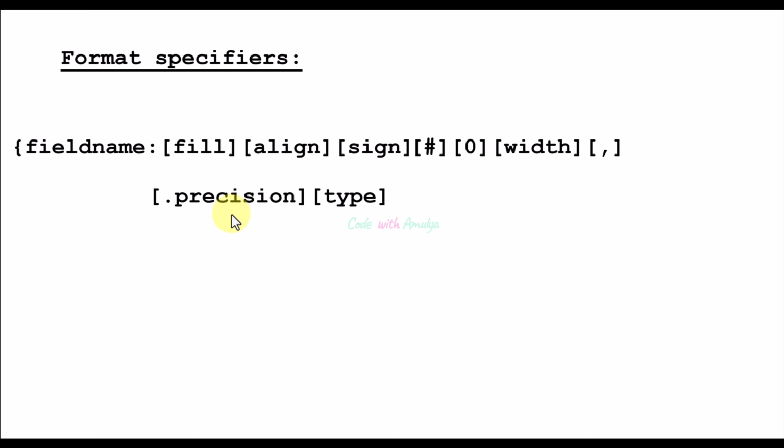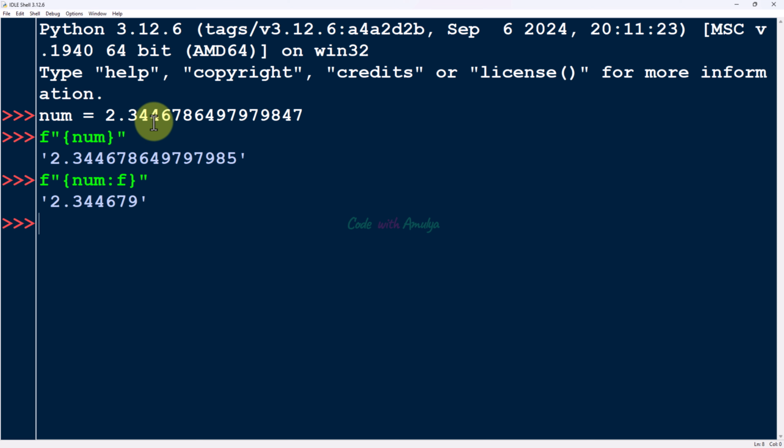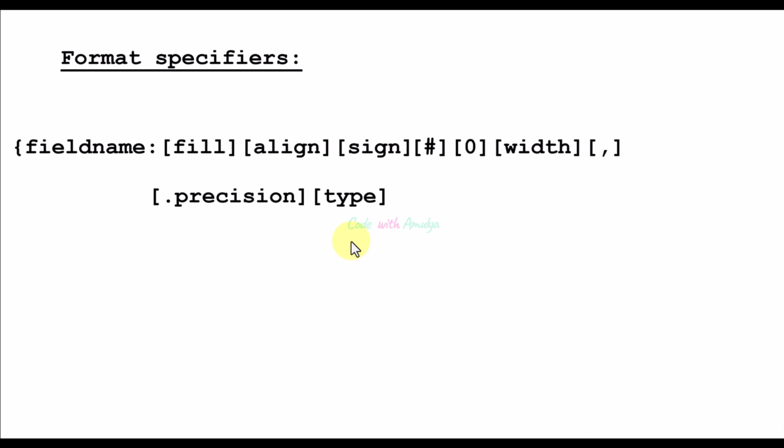The default value for precision is 6 decimals for floats and full characters for strings. Here is an example. We have a floating point number. If you mention just num, then we'll get all the decimals. If I mention just f, then we'll get only 6 decimals here. And for strings, we'll get the whole string. Then for types, when not mentioned, it is automatically determined by Python. Okay, so these are a few default values for different fields.